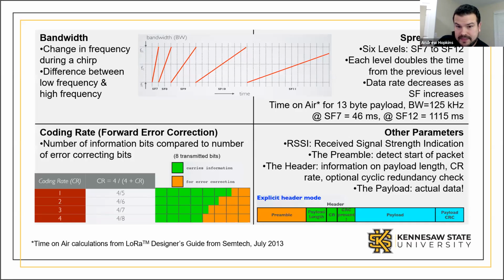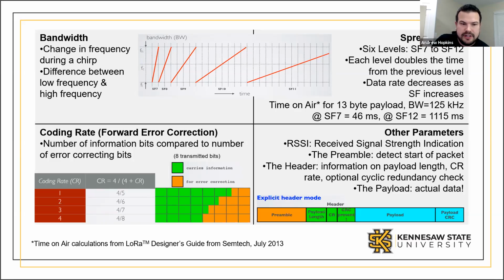So I talked about low data rate there. You can see some time on air calculations for just a 13-byte payload. I mean, that's almost nothing. That's maybe some temperature data or humidity data. With a bandwidth of 125 kilohertz and spread factor 7, it's 46 milliseconds, not terrible. With a spread factor of 12, we're getting over a second just to send that very small payload. So it's not meant for streaming videos or even really checking your email, but it's perfect for just small sensor data.